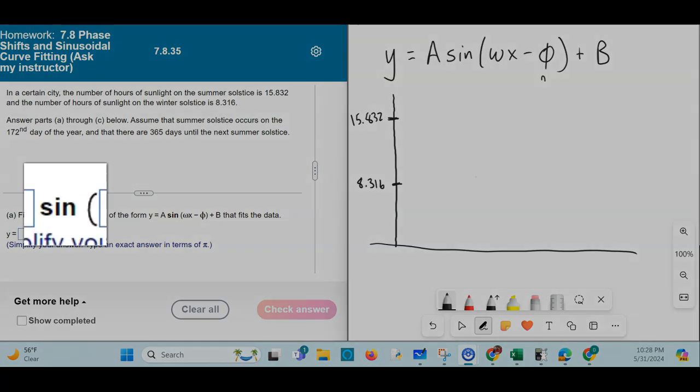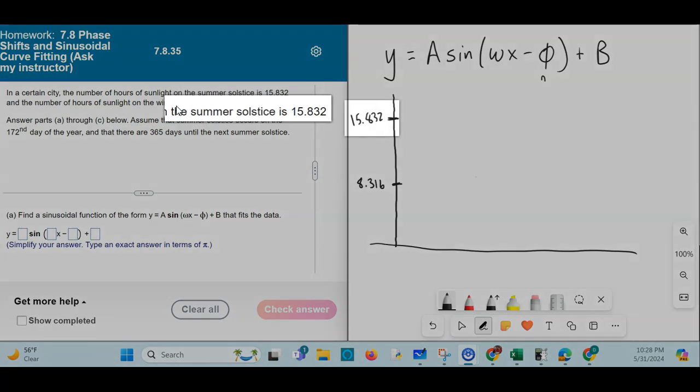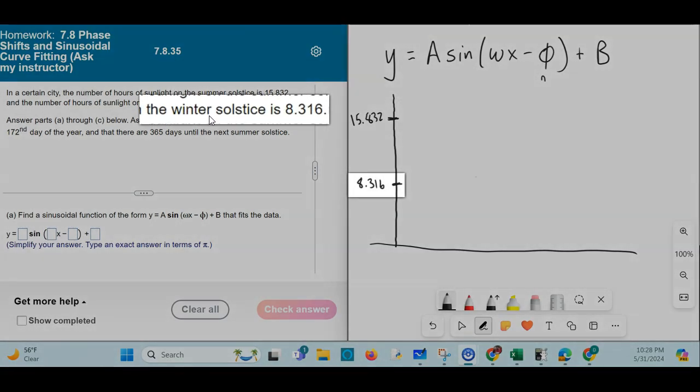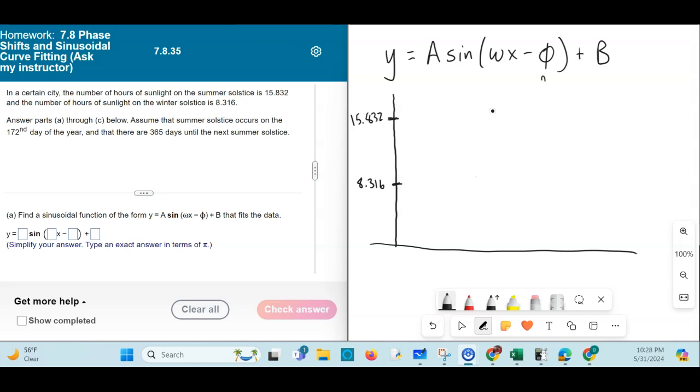So we're told here that we're going to use a sine wave to model the number of hours of sunlight in some unnamed city. But we're told at summer solstice, which is the most sunlight we'll have, that's the peak of the sine wave, we'll have about 15.832 hours, and then at winter solstice, the minimum number will be 8.316. So we're told this is the max. That's the biggest number. So there's 365 days in a year.